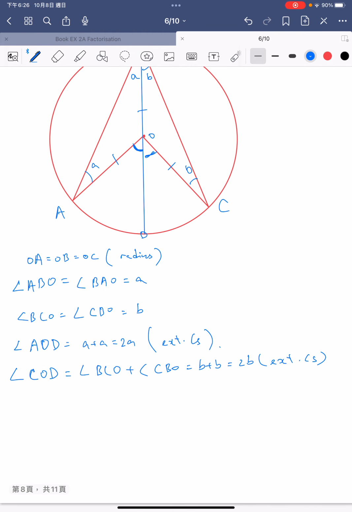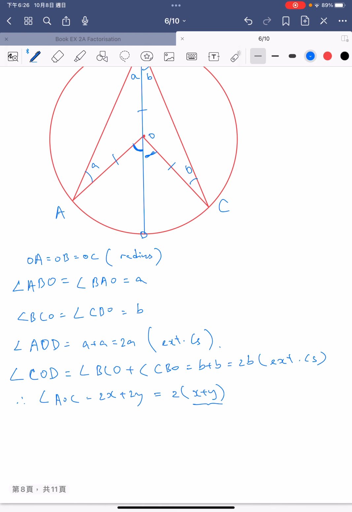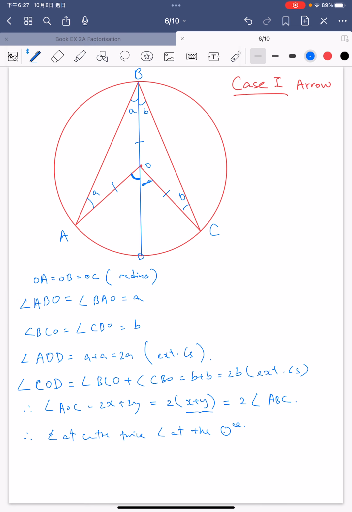Then we can say that the angle AOC is equal to 2x plus 2y, which, taking out the common factor 2, gives you x plus y. So x plus y is actually the angle at the circumference. So now we can say that this is equal to 2 times the angle ABC. So we have the angle at the center twice the angle at the circumference. So try to do the rest of the proof yourself, and if you have any questions, don't hesitate to ask me as well. Okay, thank you.